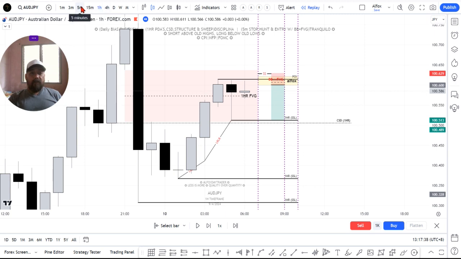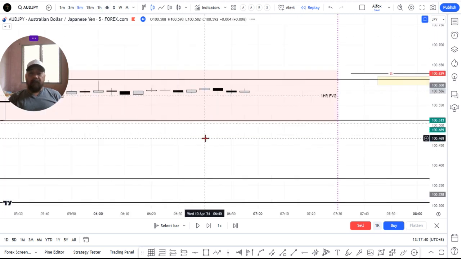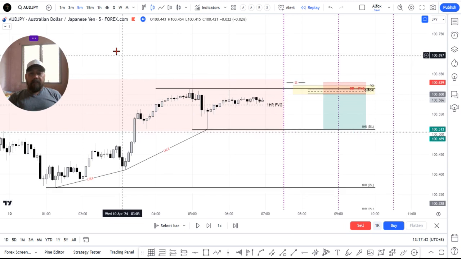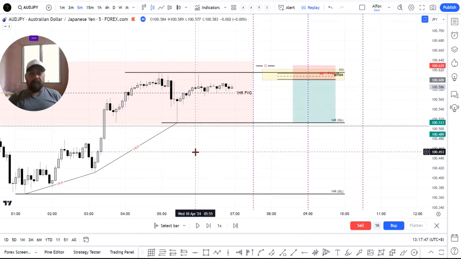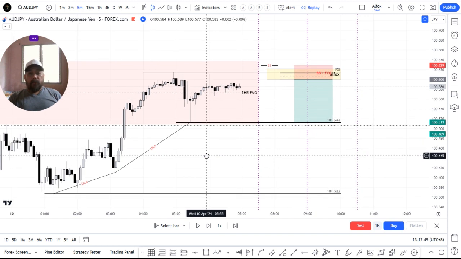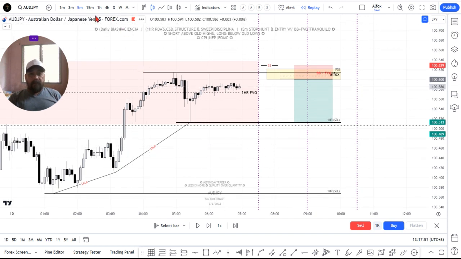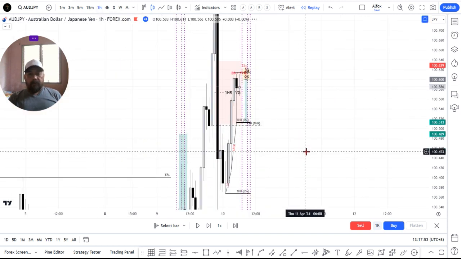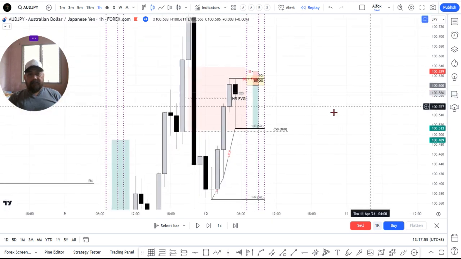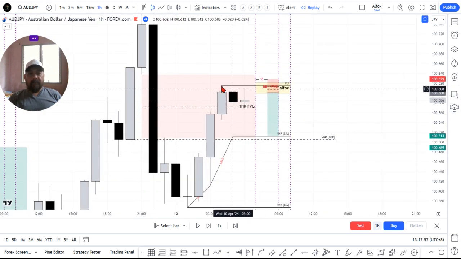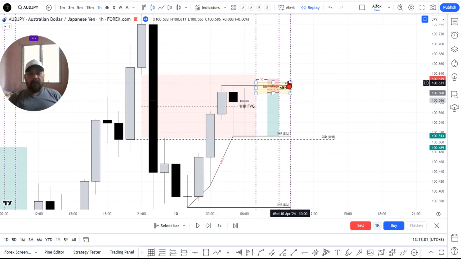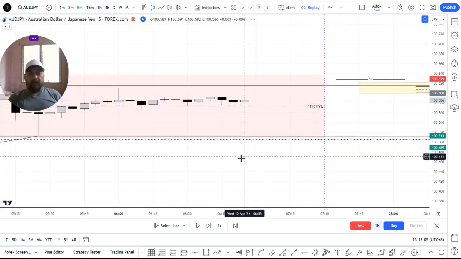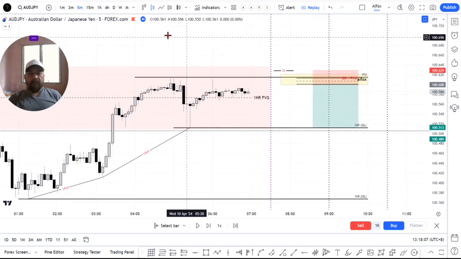So after my 1 hour, I went down to my 5-minute time frame. Our 5-minute time frame is our entry time frame. Okay? So during this time, we have this. Also, we created this swing high here. So I marked this as our point of interest. Then I went down to my entry time frame, which is 5 minutes.